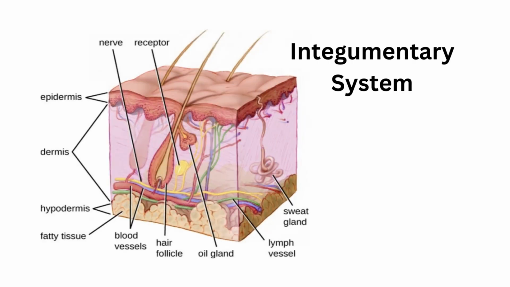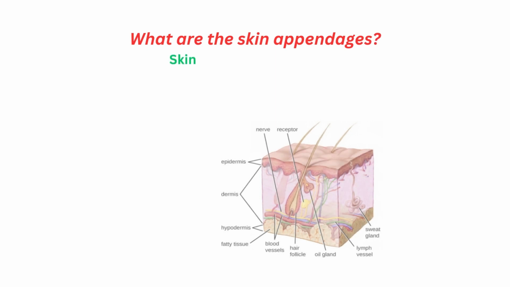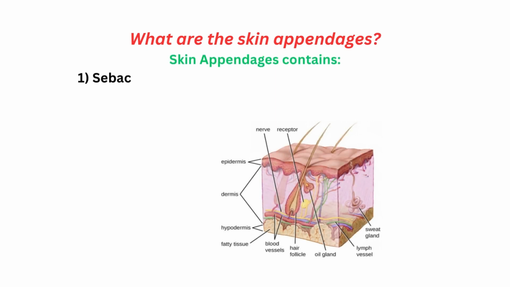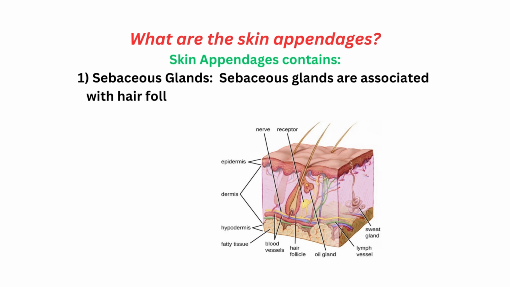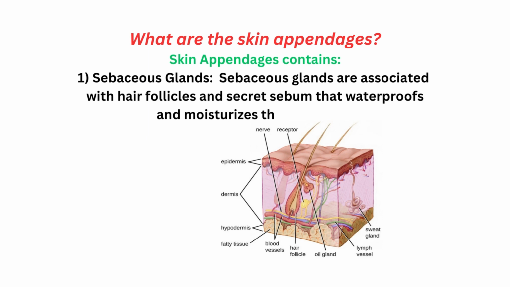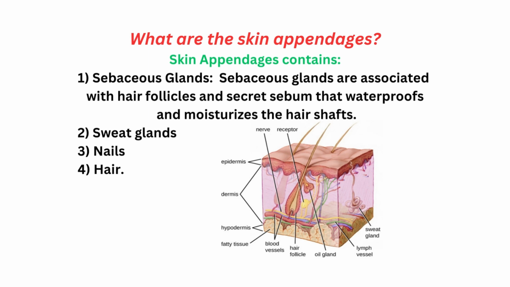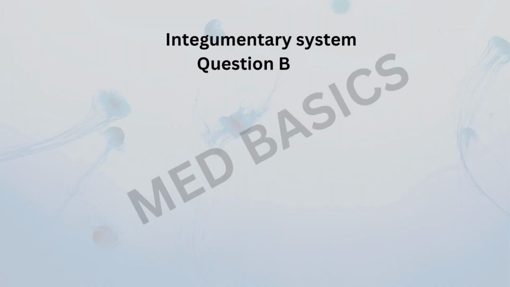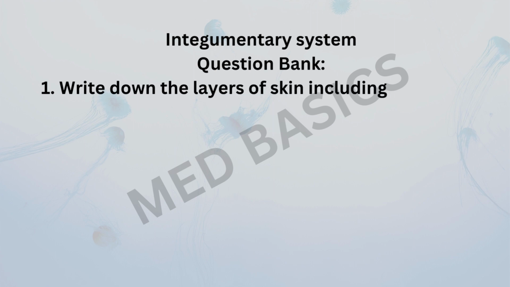Integumentary System. This system of the human body is related to skin. Question: what are the skin appendages? Answer: skin appendages contain: 1. Sebaceous glands. Sebaceous glands are associated with hair follicles and secrete sebum that waterproofs and moisturizes the hair shafts. 2. Sweat glands. 3. Nails. 4. Hair.